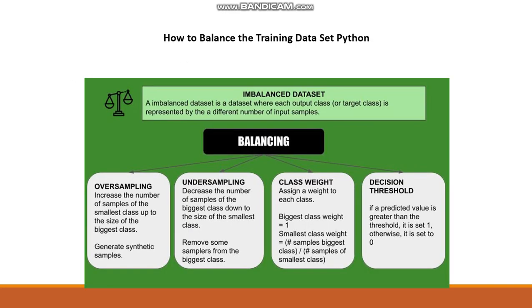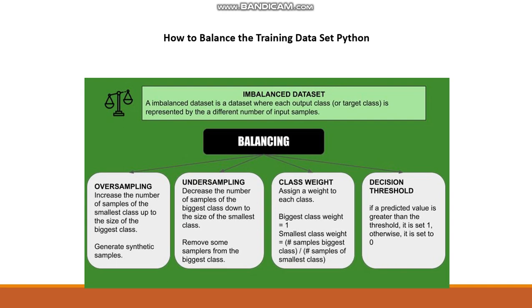How to balance the training dataset? Imbalanced dataset: an imbalanced dataset is a dataset where each output class is represented by a different number of input samples. Balancing has four types: oversampling, undersampling, class weight, and decision threshold. Oversampling increases the number of samples of the smallest class up to the size of the biggest class. Generate synthetic samples. Now undersampling decreases the number of samples of the biggest class down to the size of the smallest class. Remove some samples from the biggest class.